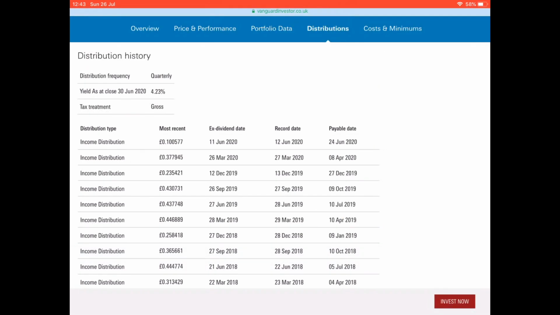If we take a look at the dividend payout of the FTSE 100 ETF, you'll be able to see that it currently sits at around 4.23% per year. The most recent dividend payout was substantially lower than that we've come to expect from this fund, at just 10 pence per share. And as you can see on screen, previously we've come to expect around 30 pence or 40 pence per share each quarter from this fund.